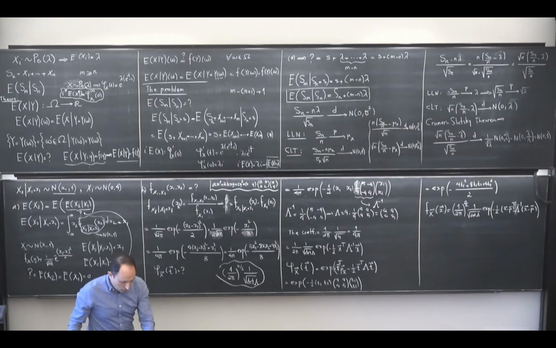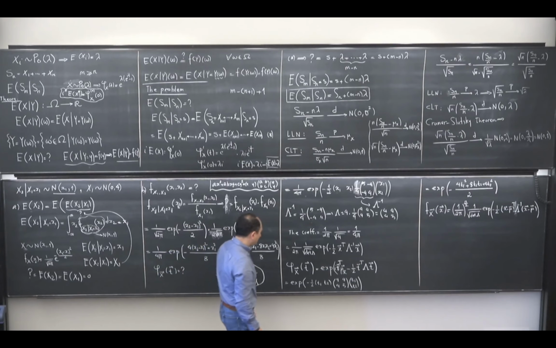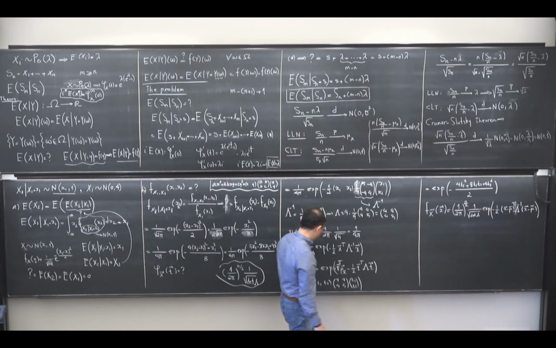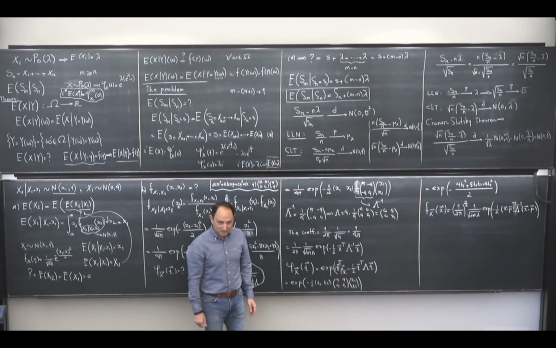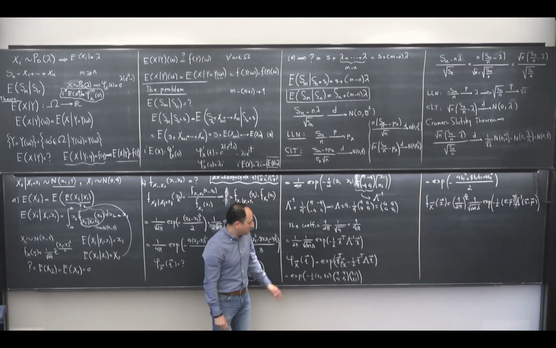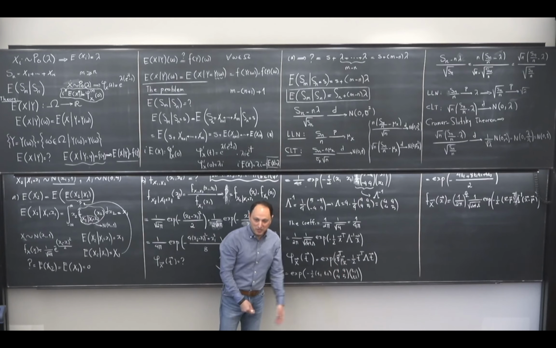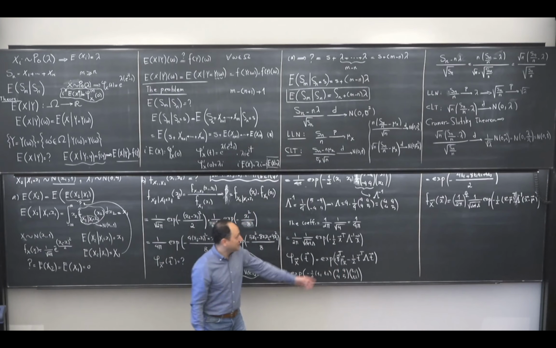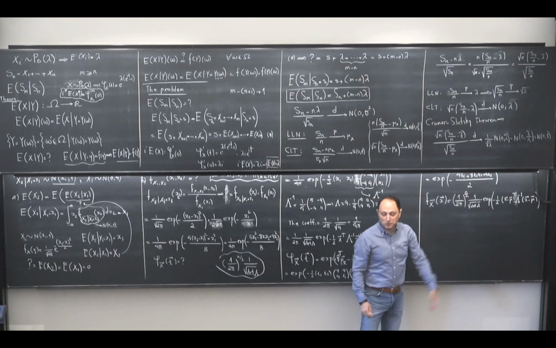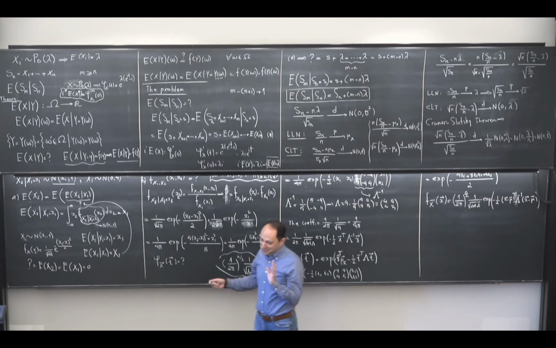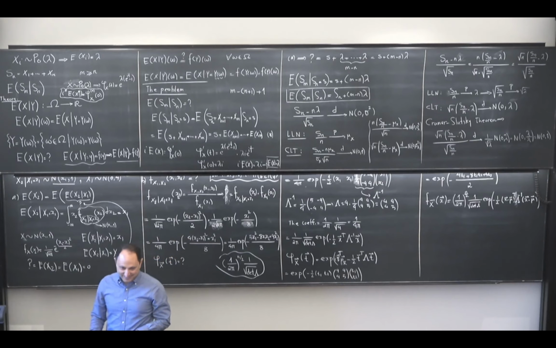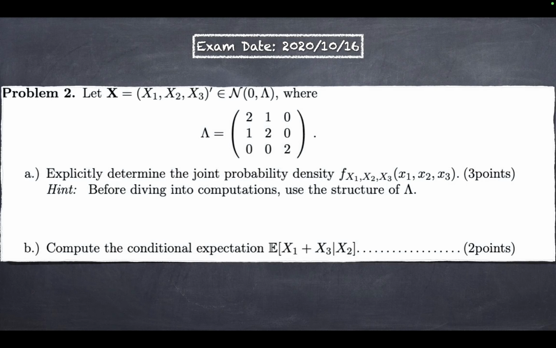Because in principle, I could have left it in this form. So this is not an explicit expression. You open it up and write it as this polynomial, then you call it explicit. At least that is what I understand now. Very smart. Okay, so now explicitly determine the joint probability density.